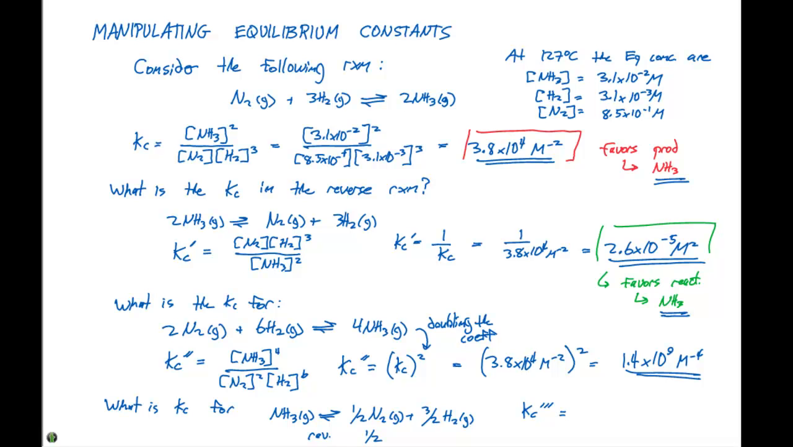So when we reverse a reaction, it's going to be 1 over Kc. And in addition, since we've decreased everything by a factor of 1/2, we need to raise it to that power. So here Kc triple prime is going to be 1 over the Kc to the 1/2 power. And if we plug in the 3.8 times 10 to the 4 in for Kc here, we'll get 5.1 times 10 to the minus 3.